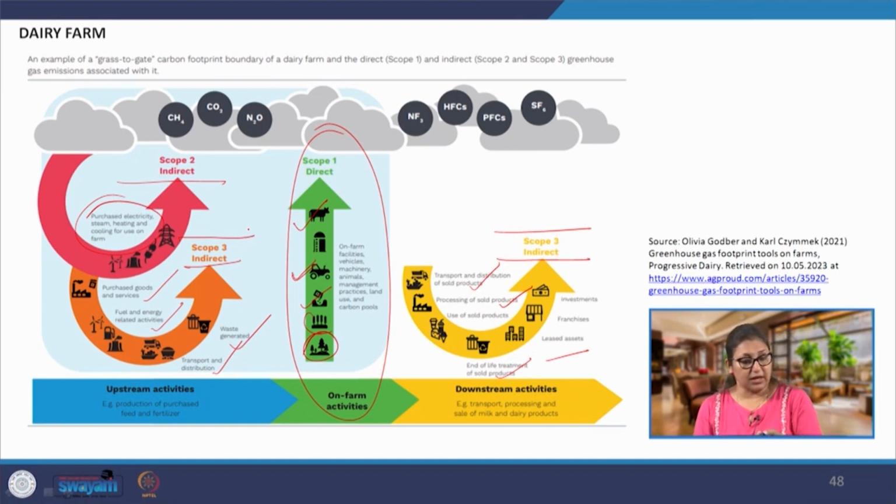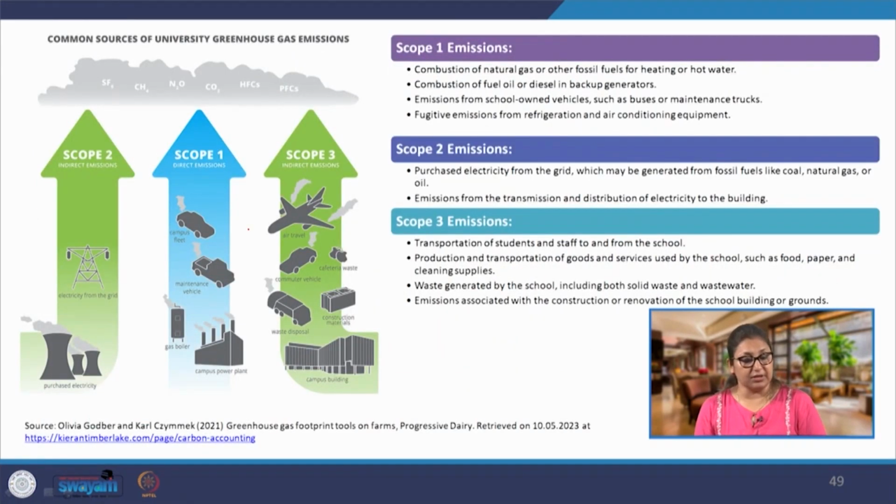Let us look at another example. Here we are talking in general about universities, so academic institutes, and it is easier to understand because it is like a service. Here, again, scope 1, 2 and 3 have been divided clearly, and there can always be discussions on what to put in scope 3 indirect emissions and what to put in scope 1 direct emissions.